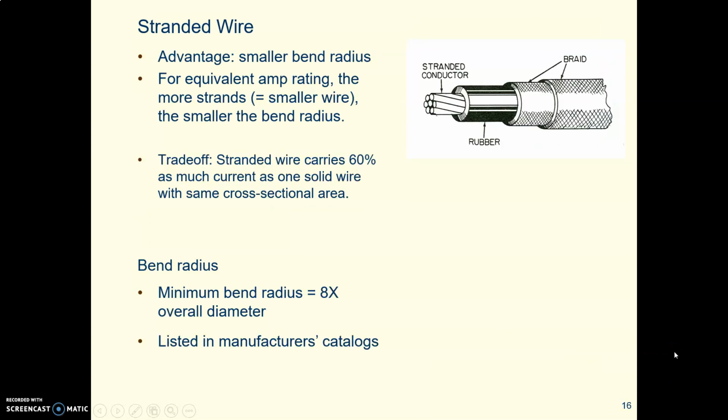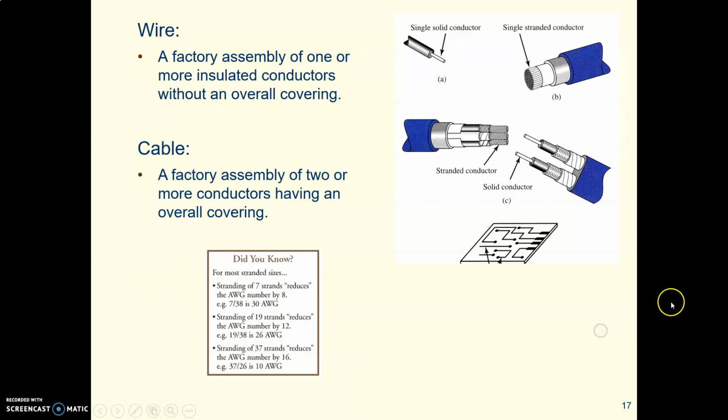The advantage to using stranded wire is that you can bend the wire more. You have a smaller bend radius. And you can probably picture that. A big, thick wire doesn't bend very easily. A bunch of little wires, little strands together, bends more easily. So that's the advantage. And when you look in manufacturers' catalog pages, you'll see that for each wire size, they list what the smallest bend radius is.